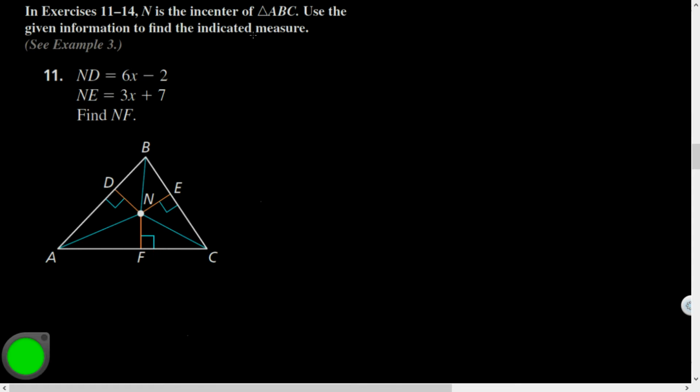All right. N is the incenter of triangle ABC. Use the given information to find NF. NF is right here. Since this is the incenter, it is equidistant from all three sides. So therefore, those orange lengths are all congruent by definition of congruence. Their measures are equal. ND and NE are equal in measure. So therefore, 6x minus 2 is equal to 3x plus 7 by transitive property or substitution.